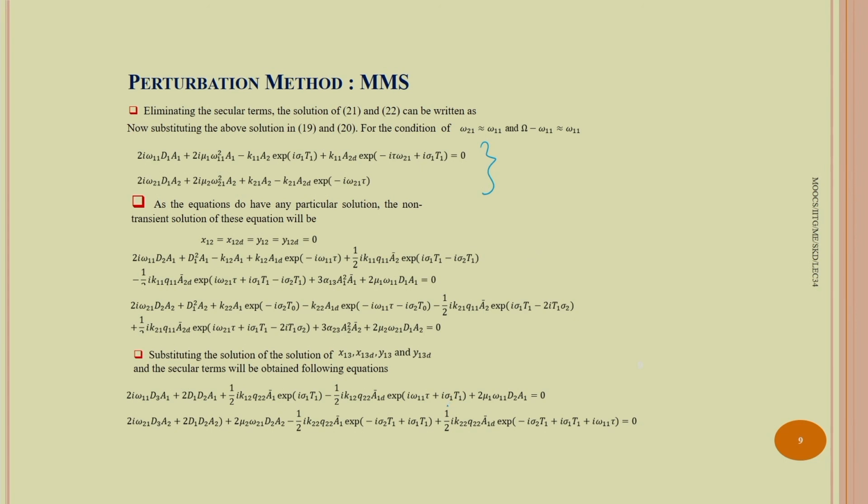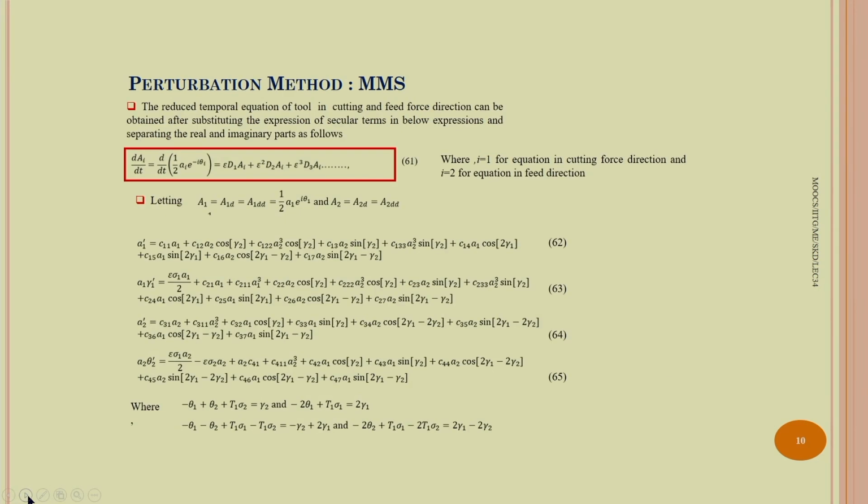So, now we have this equation. Substituting the solution of x13, x13d, y13 and y13d in the secular term, we can obtain a set of equations like this, and here also now what we can write.